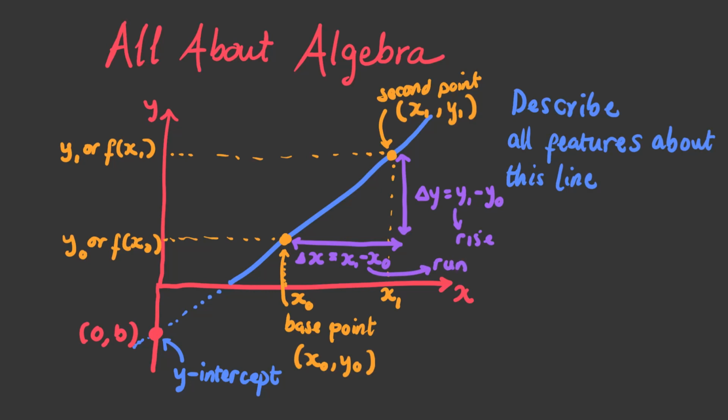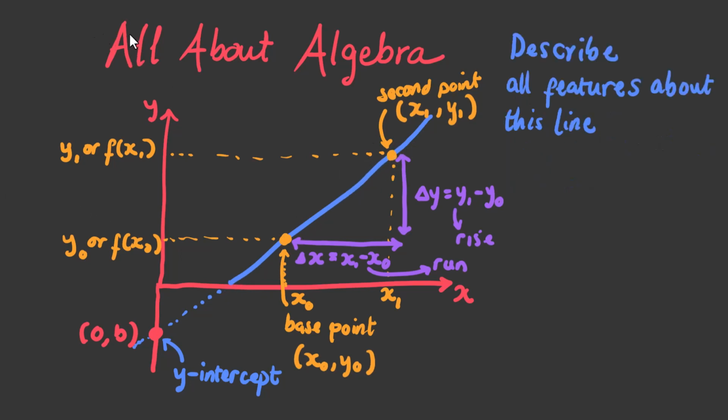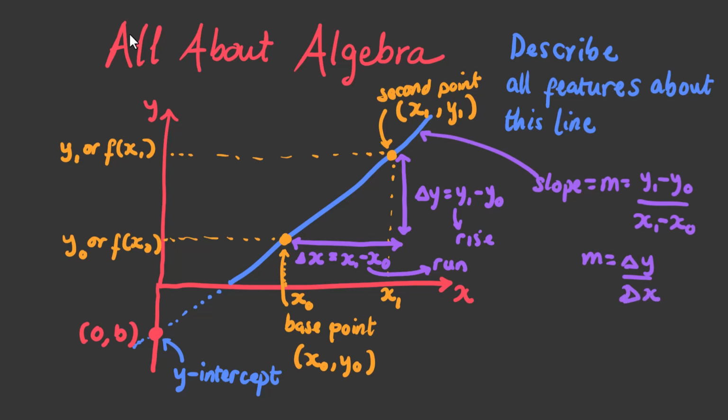Therefore, we'll be able to determine a characteristic of our line, which is known as the slope. The slope of this line is expressed as m, which is equal to y1 minus y0, divided by x1 minus x0. Therefore, m is expressed as change in y over change in x.